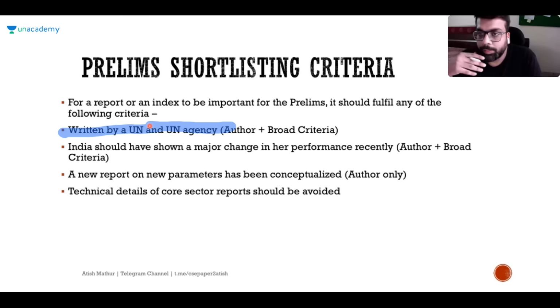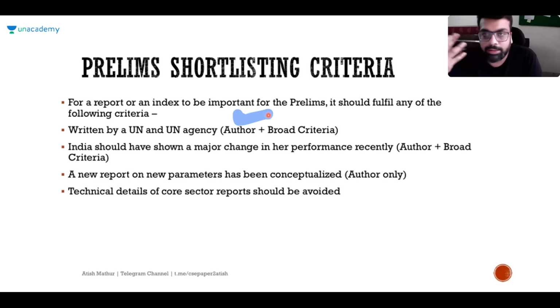So it could be the UN Development Program, it could be the World Bank, it could be UNICEF, it could be UNESCO. If it's a report which is written by the UN or a UN agency and it has been in the news recently or otherwise, then you must know which specific organization has written the report and what is the broad criteria on the basis of which a report has been made or an index has been made.